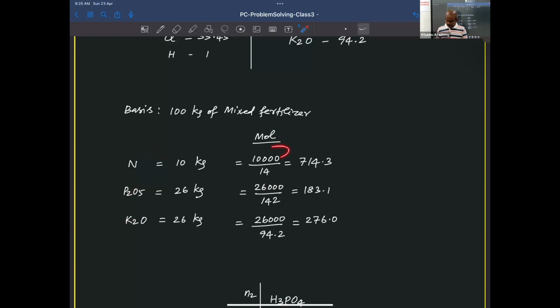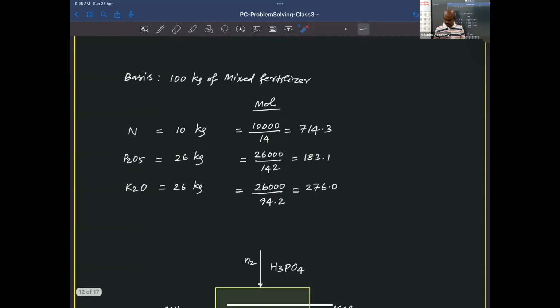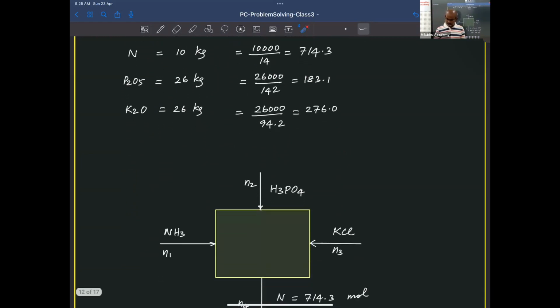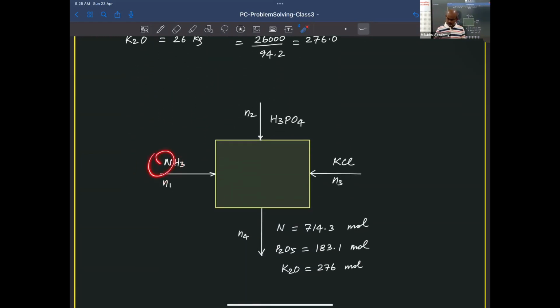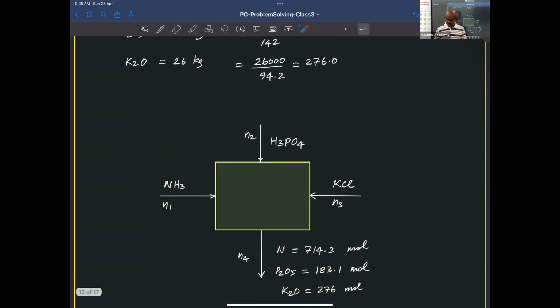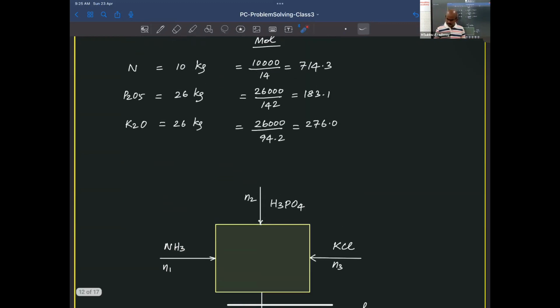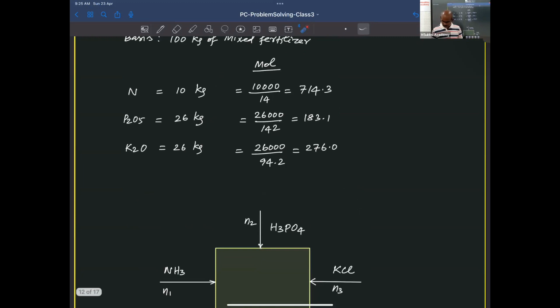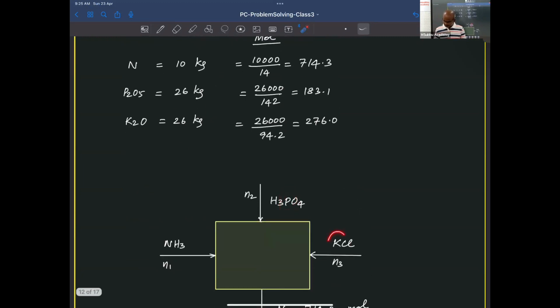So this mass in kg, I'm converting into moles by dividing by the molecular weight. So these are all the moles of nitrogen that we have in the product. And this nitrogen is coming only from stream N1, and this P is only coming from stream 2, and K is coming from stream 3 alone.